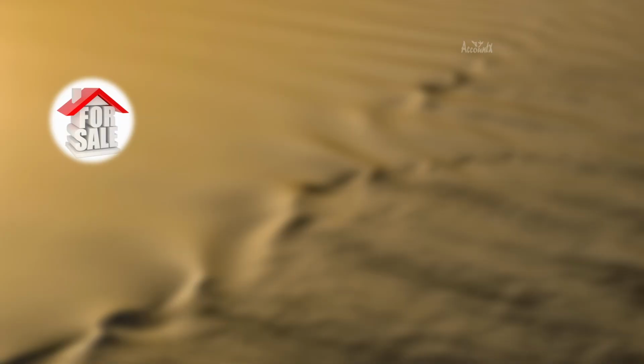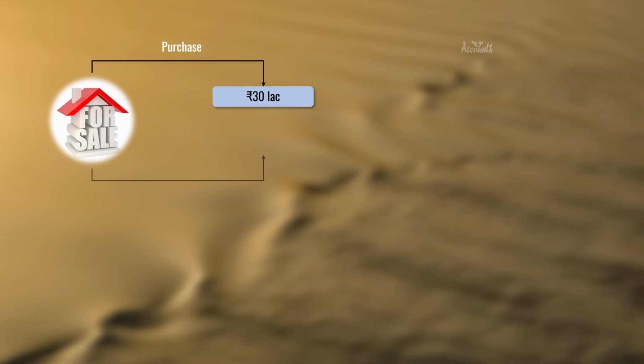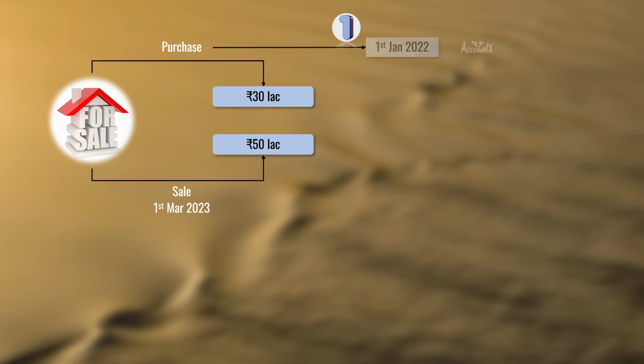Let's say here is your house which you have purchased for a value of 30 lakh. Let's say you have sold this on 1st March 2023 for 50 lakh. Let's now compute capital gain on this. Here we have two scenarios. First, let's say you purchased this house on 1st Jan 2022.